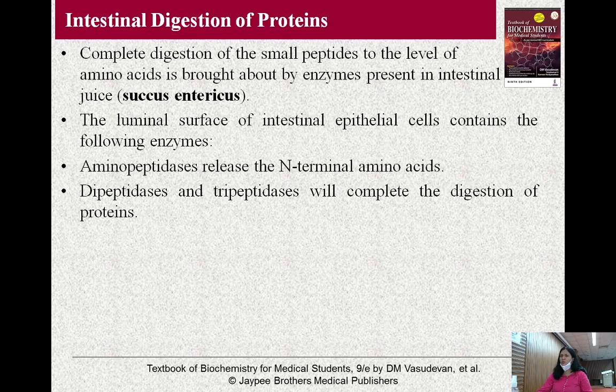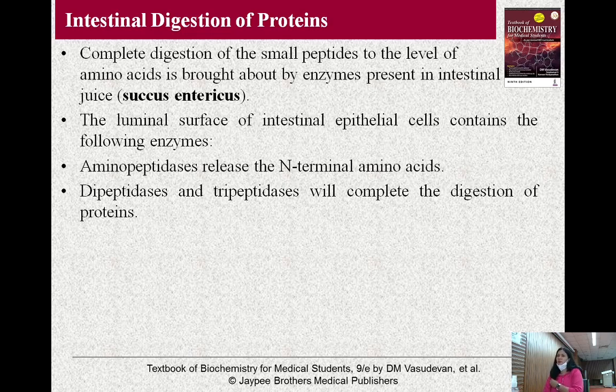Okay, so protein digestion: the semi-digested product which comes from the stomach is acidic. So the pH will be increased because of the sodium bicarbonate, and the release of the sodium bicarbonate into the intestine is helped by secretin. Then there is another hormone known as cholecystokinin. This cholecystokinin will help in the release of the pancreatic juice into the duodenum.